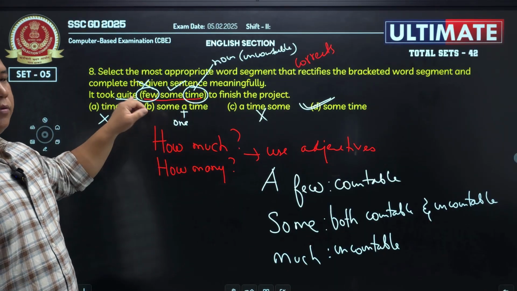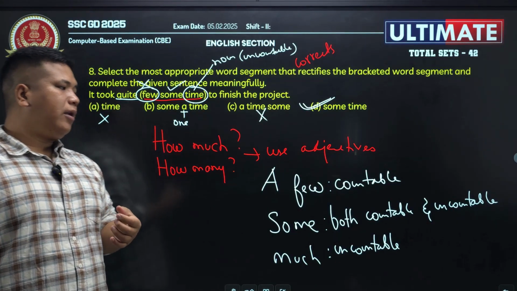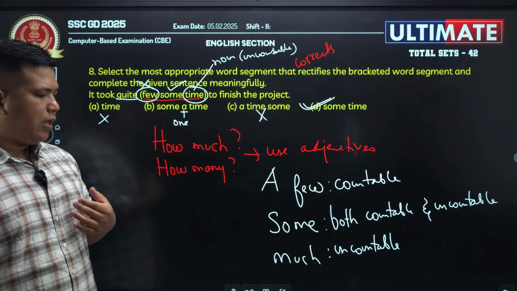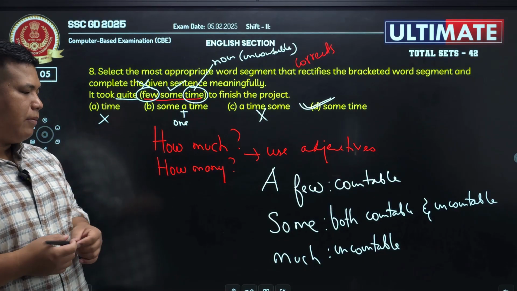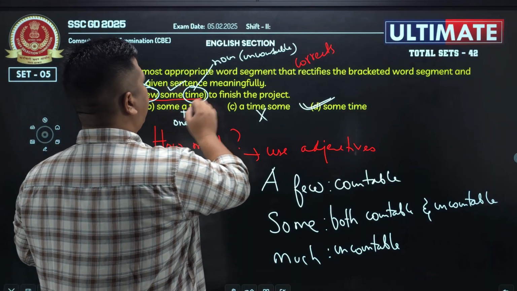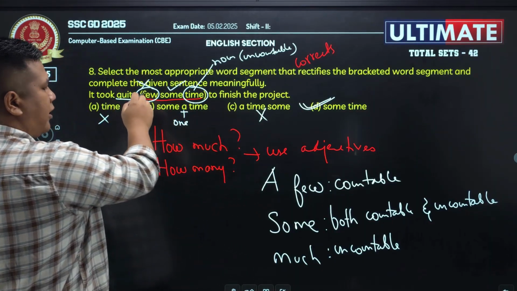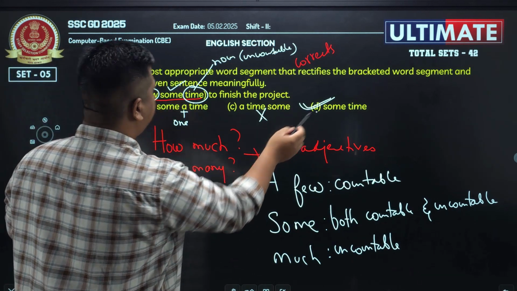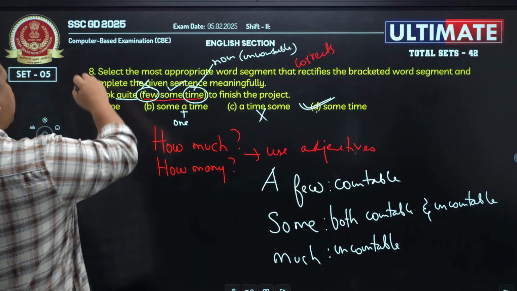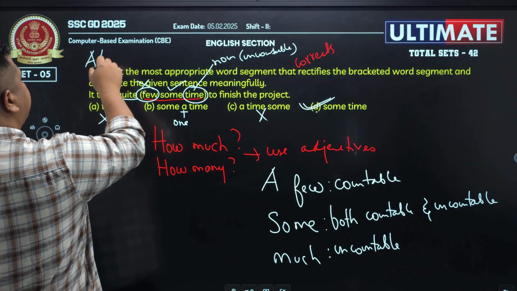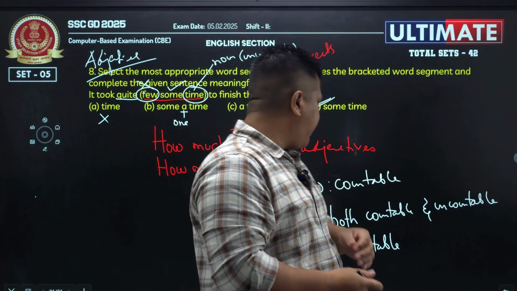Few can't be used with time. When time is uncountable, a few cannot be used. Only when it means how many times, as in repeated occasions, it is countable. Here it is uncountable. So some time. It took quite some time. So this question 8 is an adjective question. This is from the adjective topic.